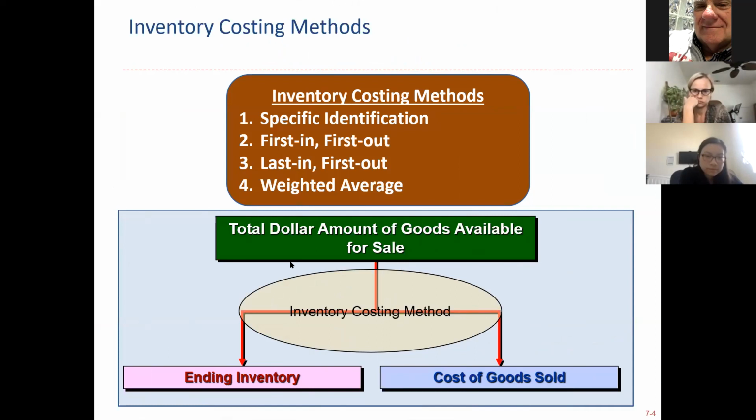Available for sale. That's our whole pool. Available for sale minus ending inventory equals cost of goods sold. Available for sale minus cost of goods sold equals ending inventory. That's the key calculation. And one other thing I didn't tell you, but maybe you're figuring it out: no matter what method you use, the total goods available line is always the same. That's your history. Total goods available line.